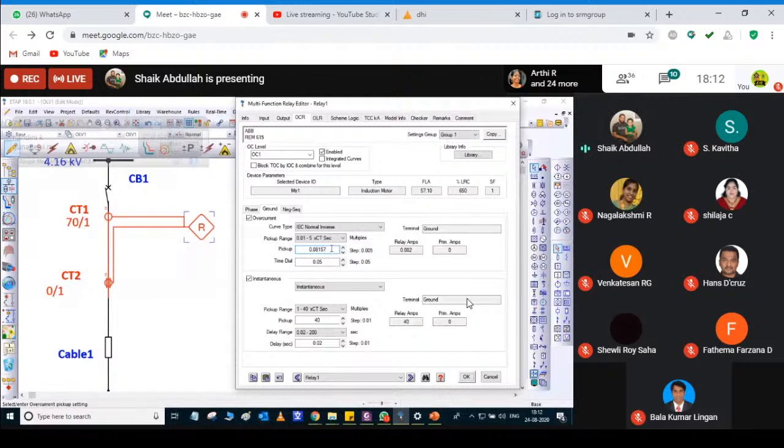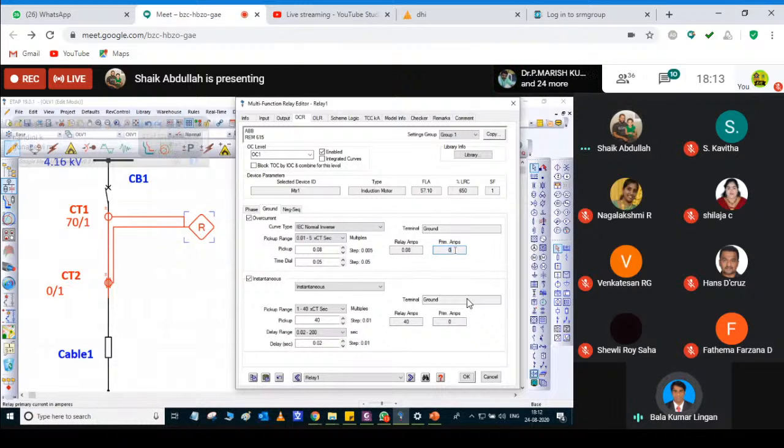Yes, your setting value is 0.08, and what about why it's not coming? Why is the primary amps not coming? Where is this? Okay, but here it's not coming. You know what's the reason behind?